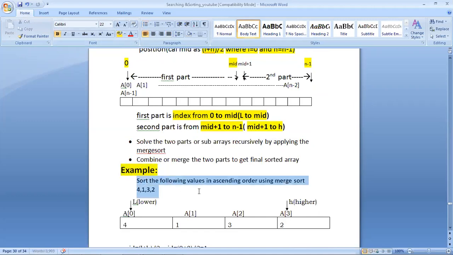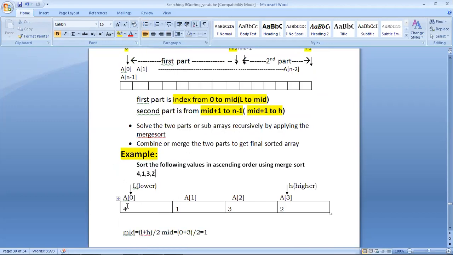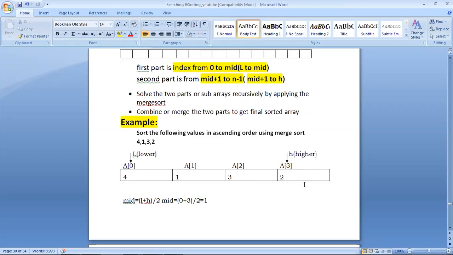Sort the following values in ascending order using merge sort. Values are 4, 1, 3, 2. So I arrange these four values in the array. The array name is A. A of 0 value is 4, A of 1 value is 1, A of 2 value is 3, A of 3 value is 2. Now the starting index value of the array is 0. That 0 is called the lower index value, identified by the letter L, and the higher index value is the last index value of the array, that is 3. That higher index value is denoted by the letter H.